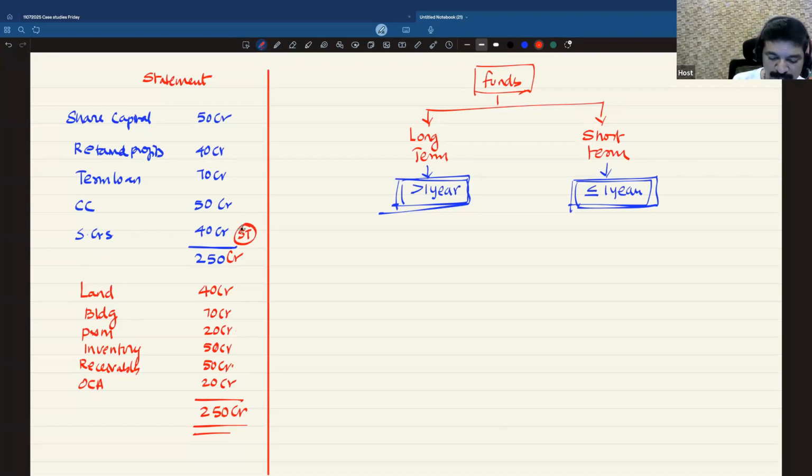Tell me, the capital which has come from the owners, which is repayable to the owners only in the event of winding up of the company, is it short-term or long-term?